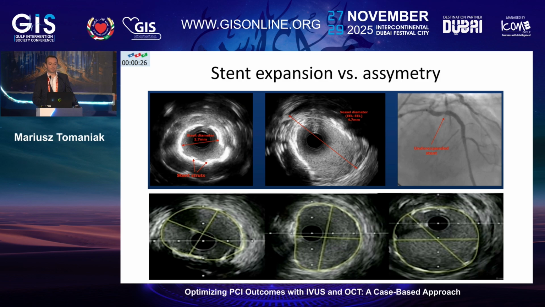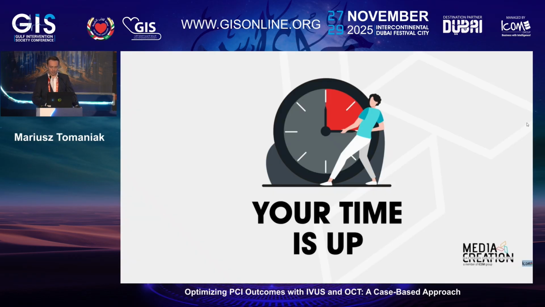So indeed, this expansion is something that really matters, and we do want to prevent a situation like in this picture, where the vessel diameter is, for example, 4.7 and the stent diameter is 1.7. This is very tough to correct. In such a scenario, we can proceed with some intra-stent use of IVL as off-label use. This is a bailout option, but definitely this is something that we need to be careful about.